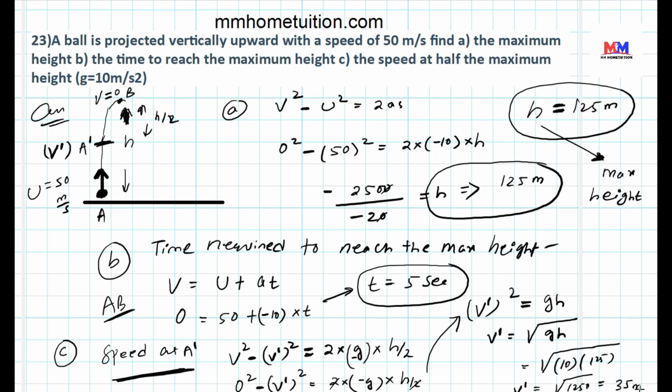So approximately what is the speed at this point? Speed at this point, V dash, equals 35 meter per second. That is the speed at point A dash. Speed at point A dash is 35 meter per second.